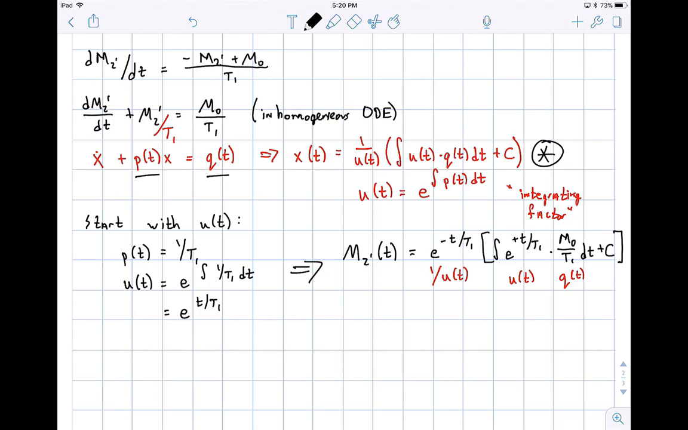We can just continue with some algebra to simplify everything that's there on the right-hand side. So let's leave the e to the minus t over t1 out in the front. We can pull out m naught here if I want to. Write it as an integral of 1 over t1 e to the plus t over t1 dt.